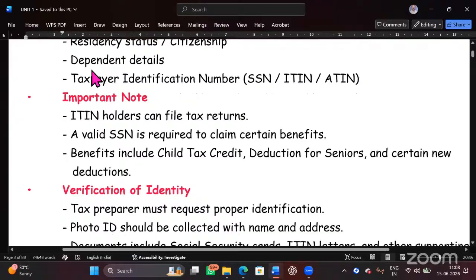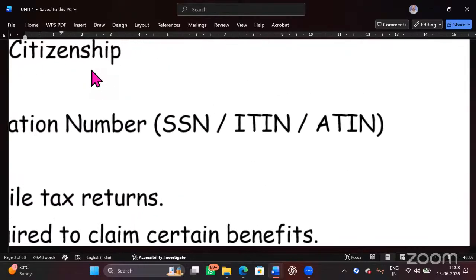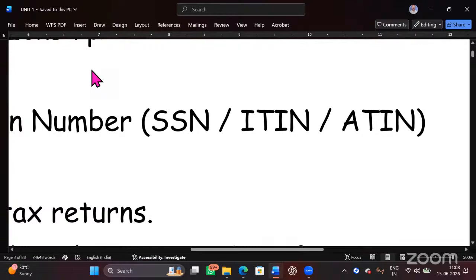Very important point. The basic identification number of the taxpayer is the social security number. Apart from that, some other numbers are also available. Individual Taxpayer Identification Number, ITIN. Alternatively, you have one more number: Adopted Child Taxpayer Identification Number, ATIN. The basic number is the social security number only, SSN.